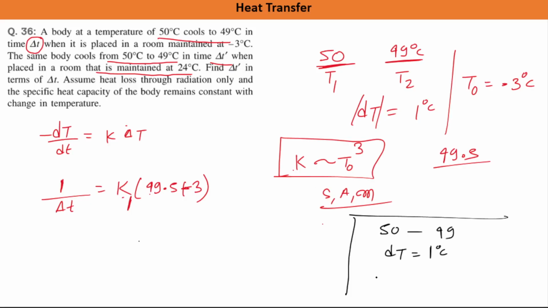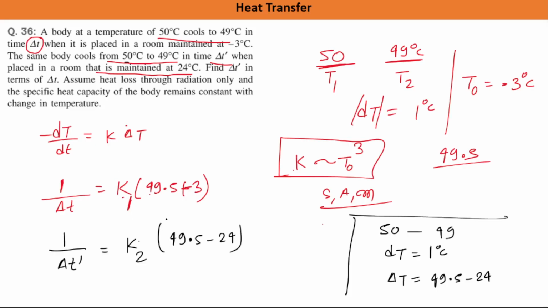And what will be this delta T? Delta T, take the average of these two temperatures, 49.5. So 49.5 minus 24, right? And this will give you how much? 25.5, right? So for the second case, if you write delta T dash, this will become K2, and here it will become 49.5 minus 24. This is the thing. Now we can calculate what?